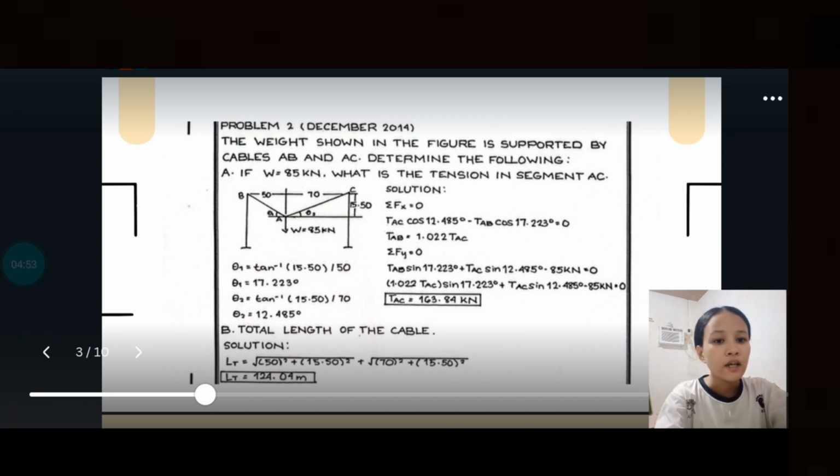B. Total length of the cable. So to get the total length, we just need to use the Pythagorean theorem. So the total length is equal to square root of 50 squared plus 15.50 squared plus the square root of 70 squared plus 15.50 squared, which is also equal to 124.04 meters. So the total length is 124.04 meters.